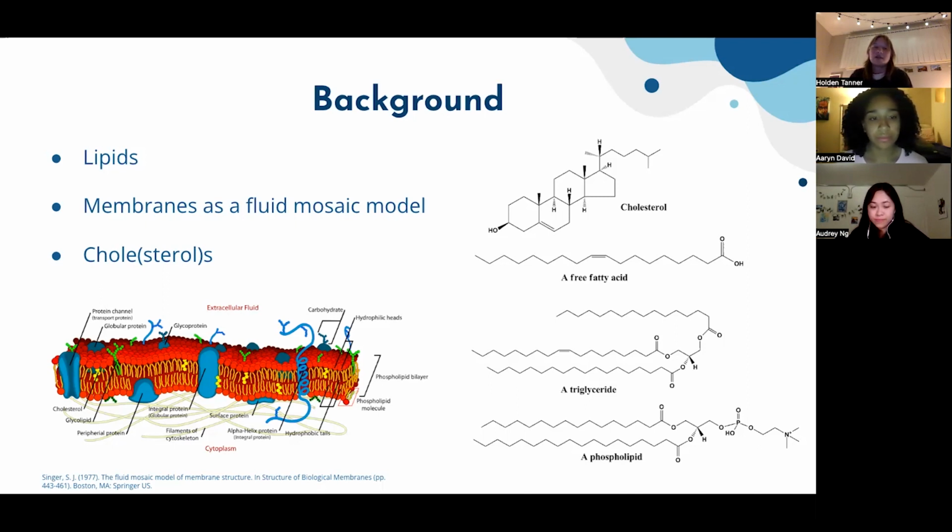On that topic, sterols or cholesterols are a specialized type of lipid containing four fused rings. They're unique and dynamic in that they alter membrane fluidity at different temperatures. At cold temperatures, they increase the fluidity. At warm temperatures, they decrease the fluidity.